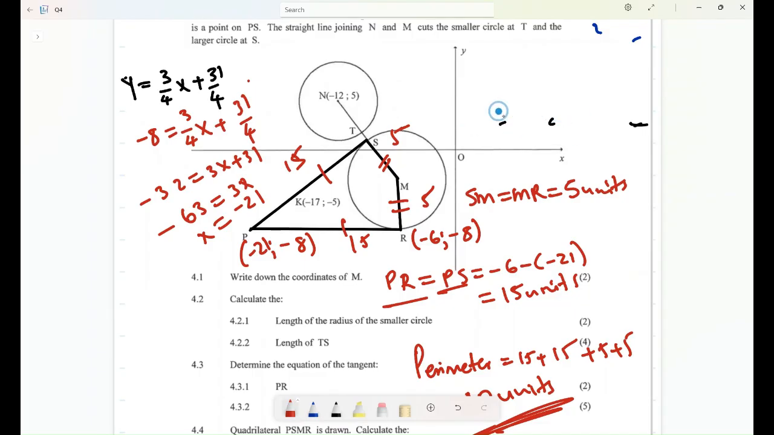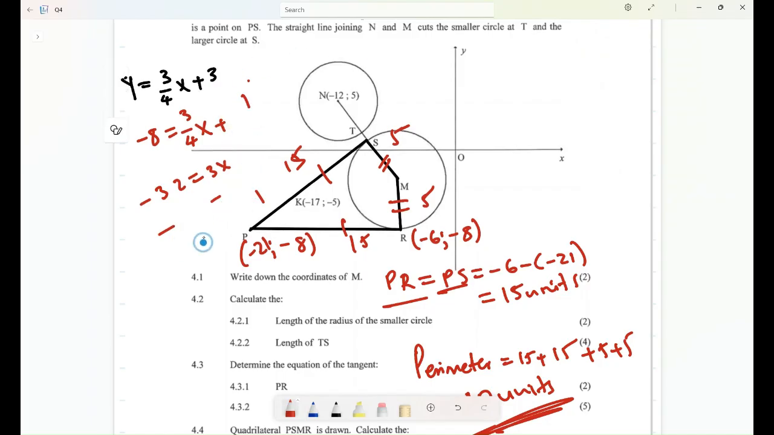Now they say to us, find the. Okay, let me just erase this.